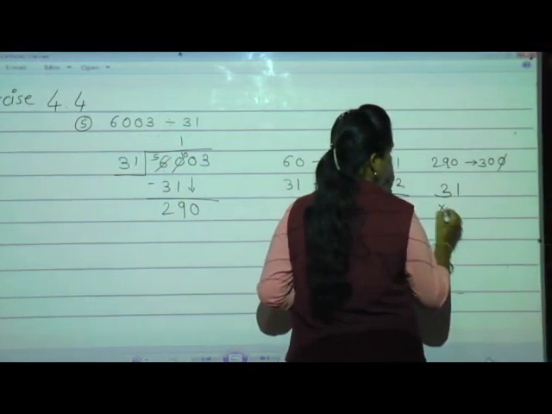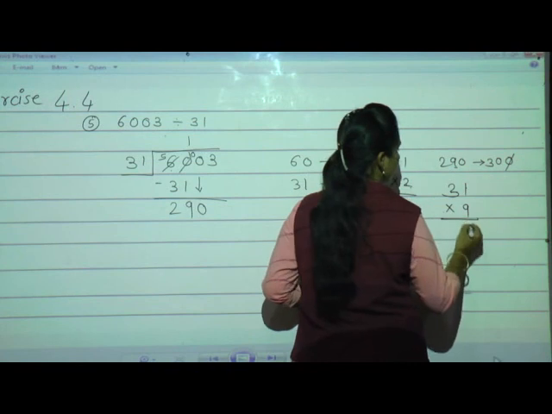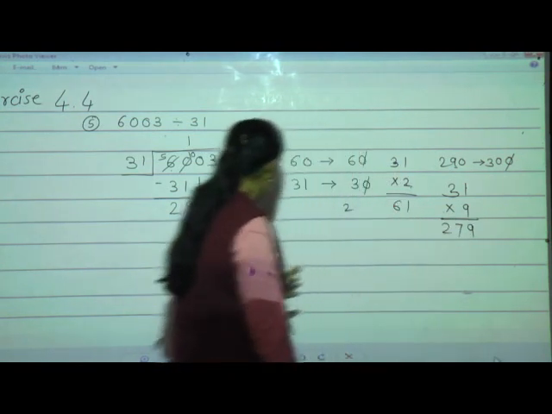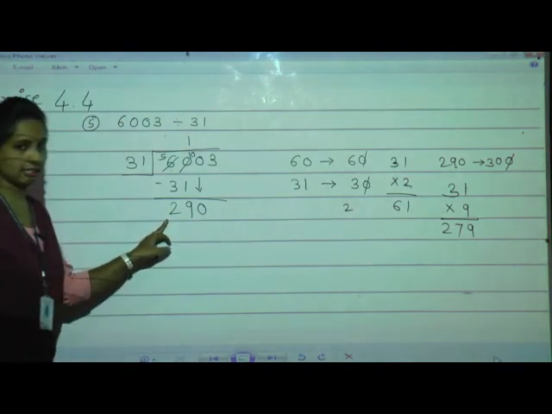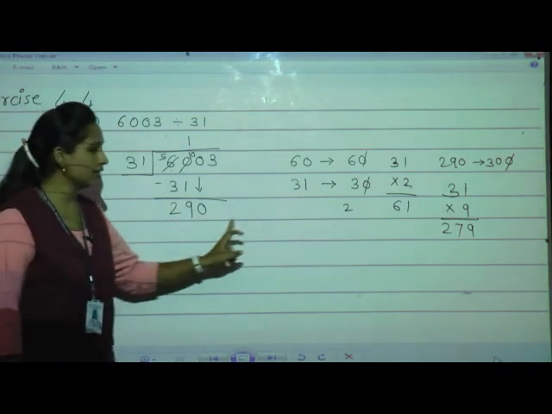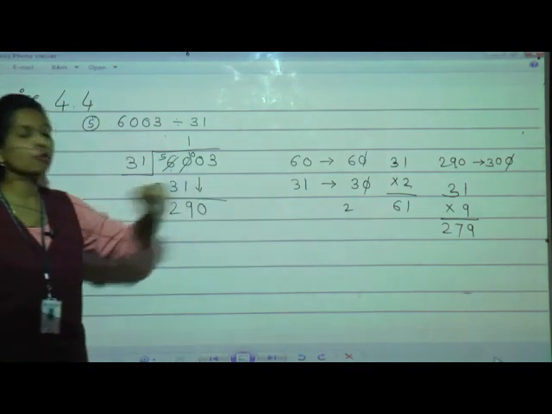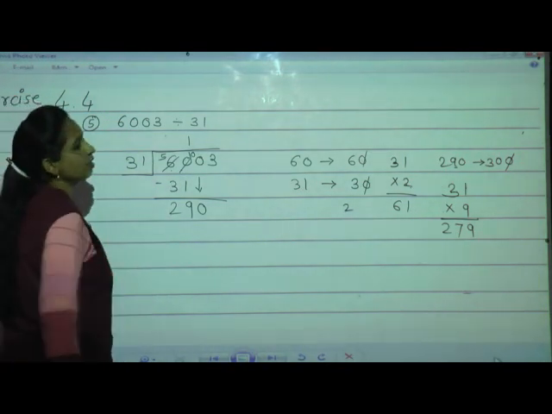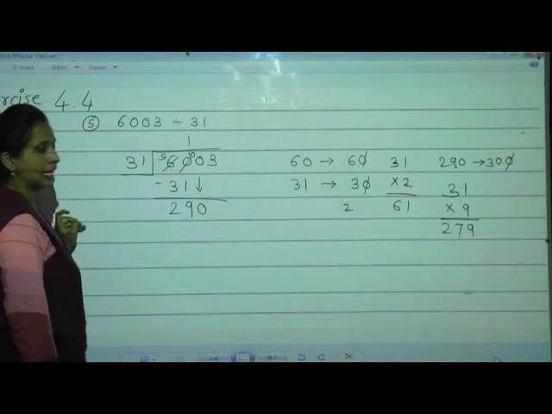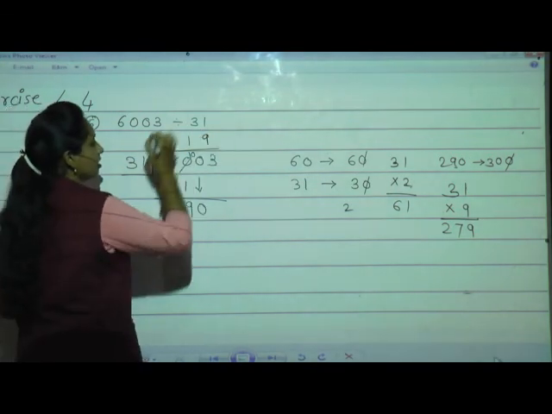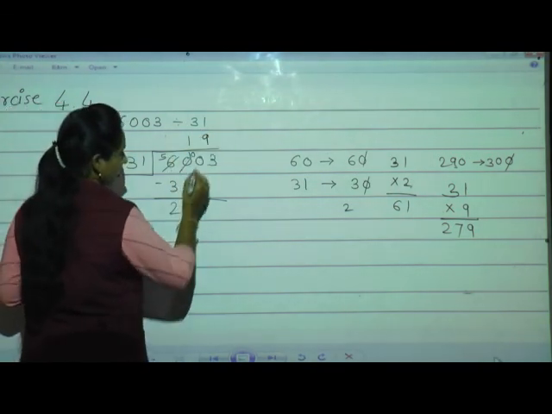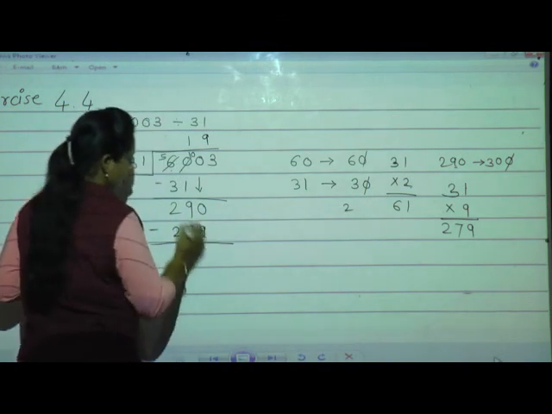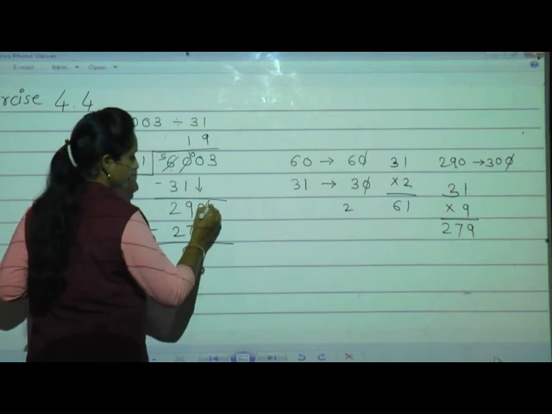31 multiplied by 9. 9 ones are 9, 9 threes are 27. See, we will check. Yes. 279. So how many times? 31, 9 times. 9 times 31 is 279. Now subtract. 0 minus 9, we can't. Cut the 0, write it as it is.